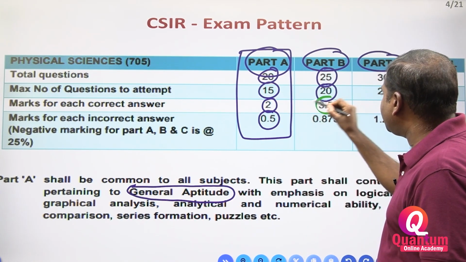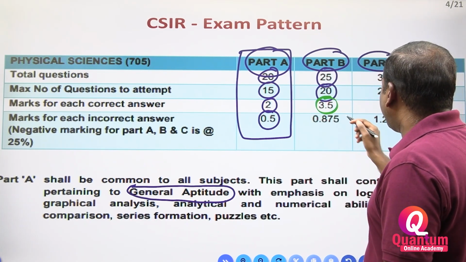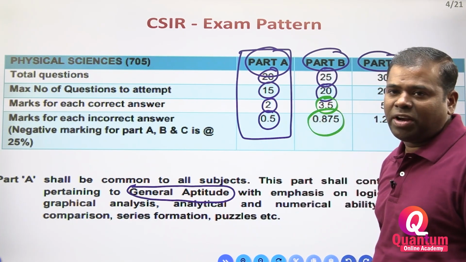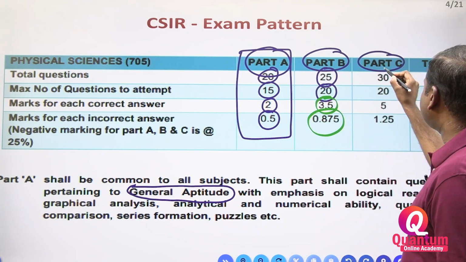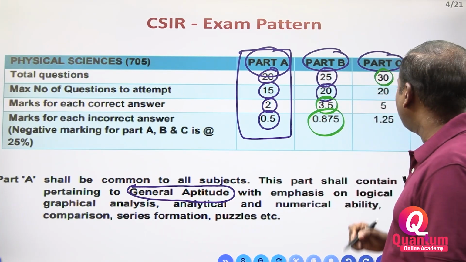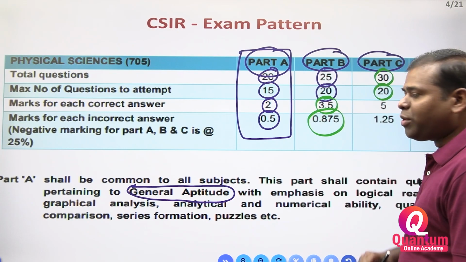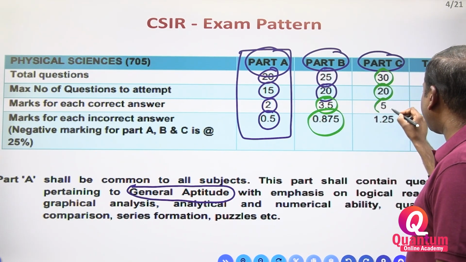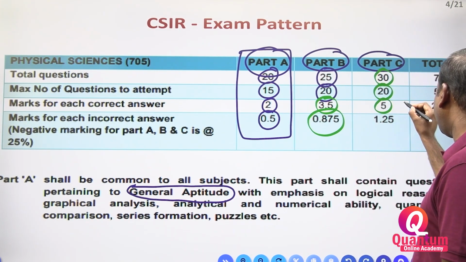Each and every question carries 3.5 marks. Negative marking is 0.875. Clear? Now part C. There are 30 questions in total, and you have to attempt 20 questions. Each question carries 5 marks. This is very, very important.